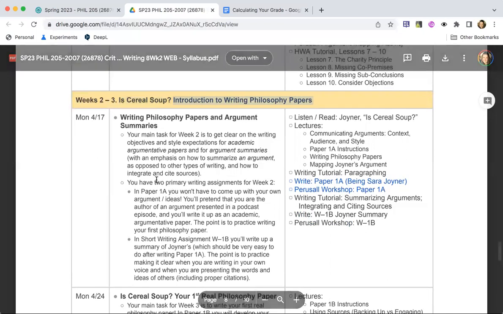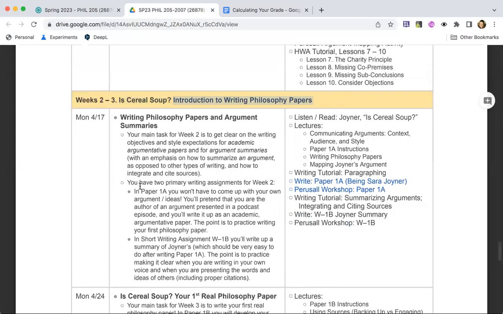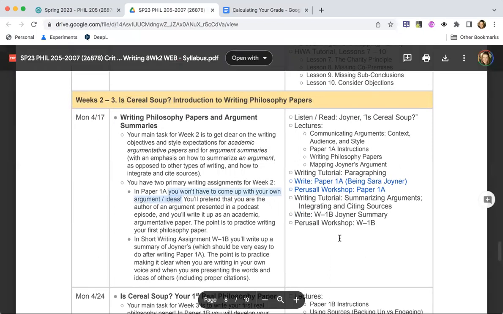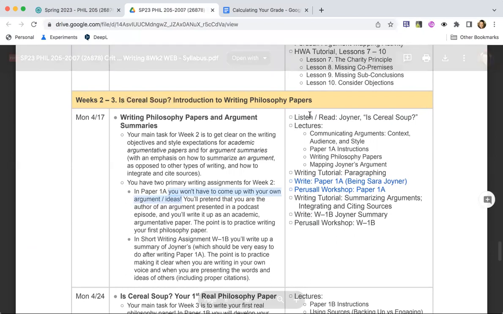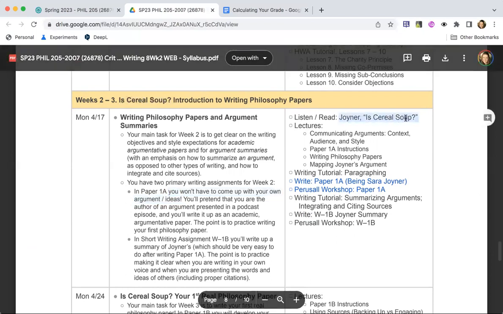Okay, so for your first paper for the course, you're actually not going to have to come up with your own argument or ideas. Instead, we're going to begin by listening to a podcast where one of the contributors answers the question, is cereal soup? They argue, no, it's not soup. You're going to pretend that you had all the ideas this person brought up in the podcast, and you are going to write them up in the format of an academic paper.